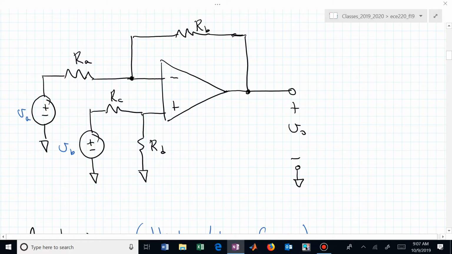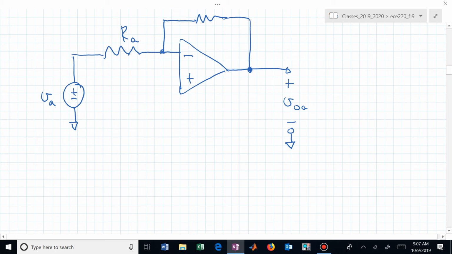It depends on the source. What is the source? Current or voltage? Voltage. How do we deactivate voltage sources? We short them out. What does that allow us now to draw relative to the non-inverting pin of this op-amp circuit?